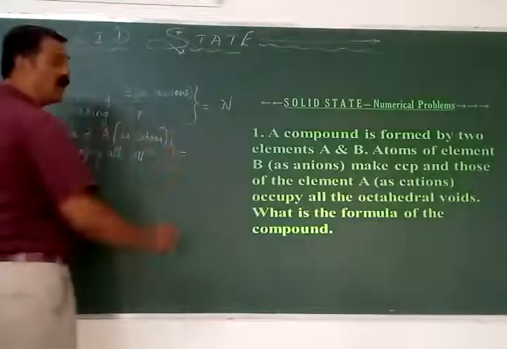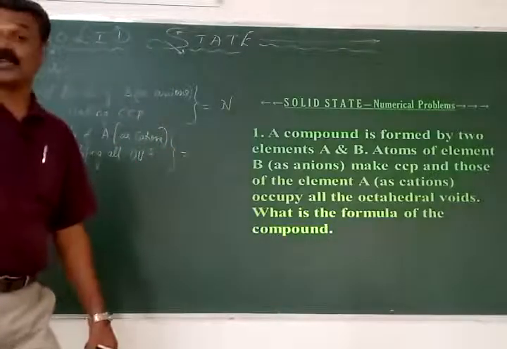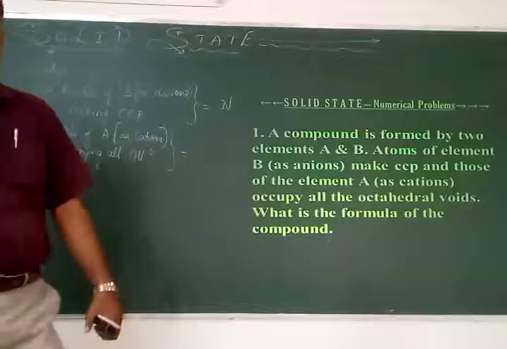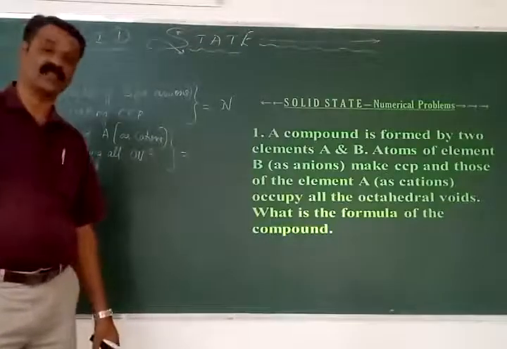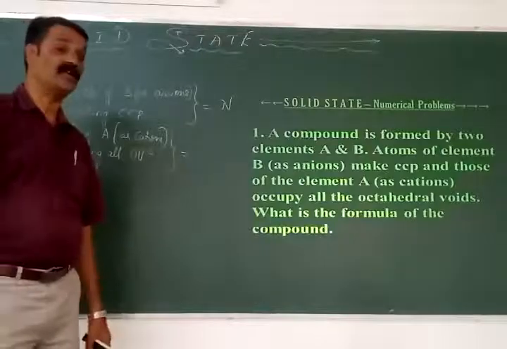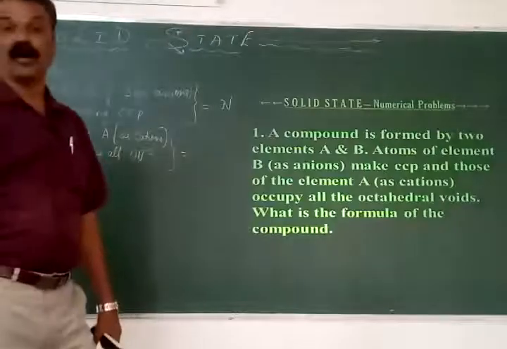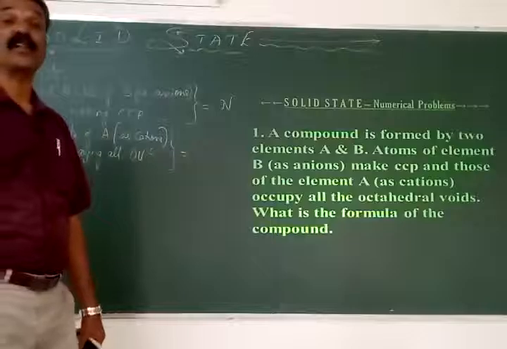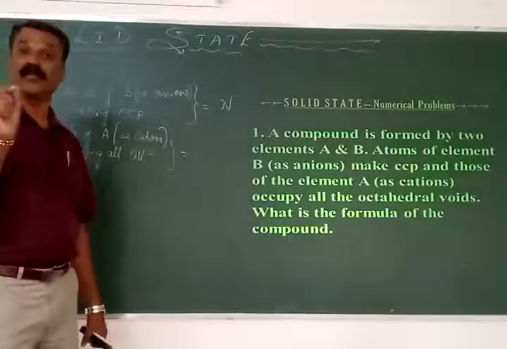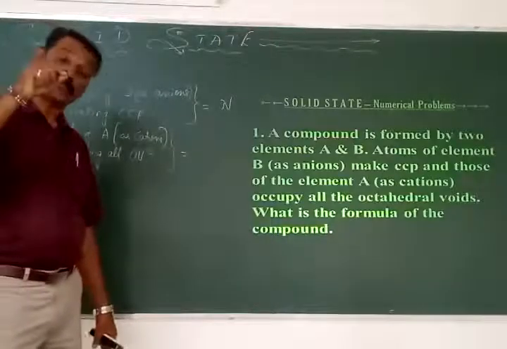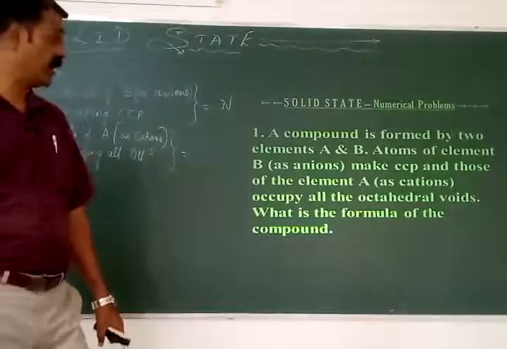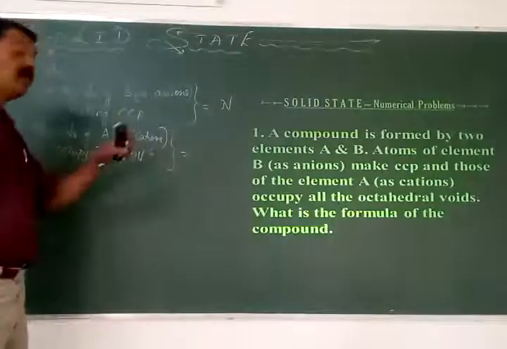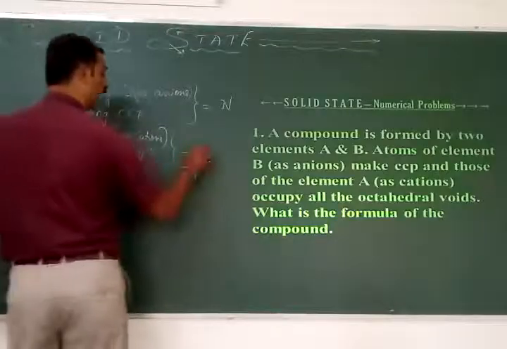Here we know that in general, if N is the number of particles in the given cubic unit cell, then we have the same number of octahedral voids, N, but twice the number of particles as tetrahedral voids, that is 2N. But here, as A occupies only the octahedral voids, its number is also N.